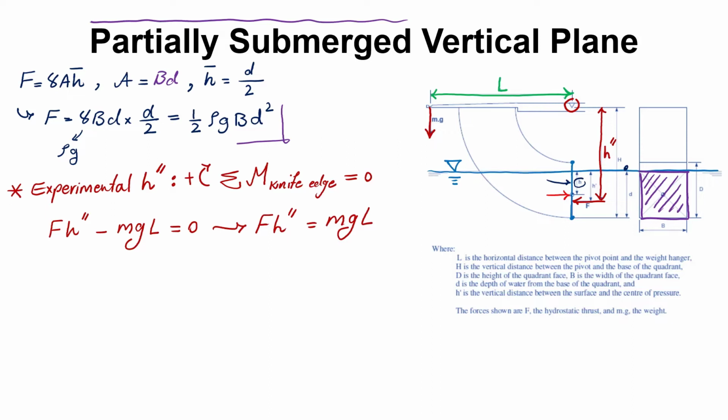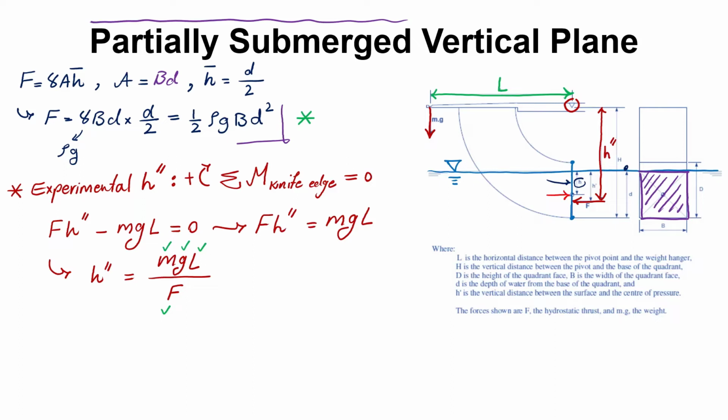All right, so my goal was to find h double prime. So h double prime can be easily calculated using this equation. And in this equation, we call it experimental h double prime because I do have all the values. I have the value of mass from the experiment. g is known. L is measured and given to you, and F is also calculated using this equation right over here. So I do have all these values. All right, so this was our experimental h double prime based on the experiment that we did.